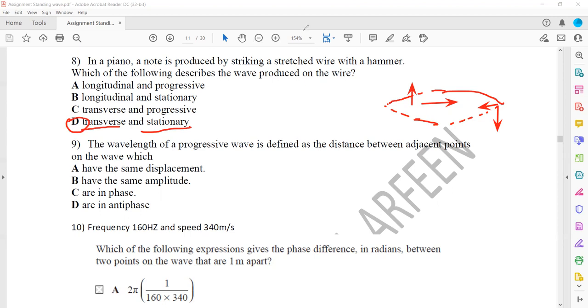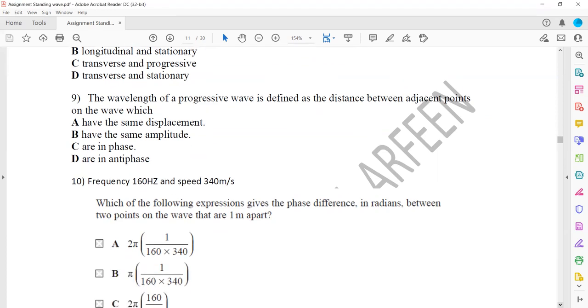If it was a sound wave, for example, if the same question was there and they said a musical instrument or a pipe which produces a standing wave inside the pipe with nodes and antinodes, and they ask what is the nature, what should be the answer? It should be longitudinal, because in a sound wave the particles vibrate parallel, and it is stationary, or standing wave, because it does not travel from one place to another. But in this case, because it is a string or a wire, it will always be a transverse wave.